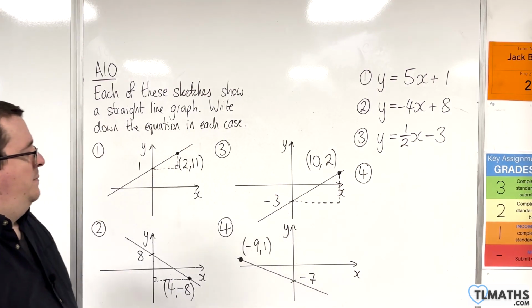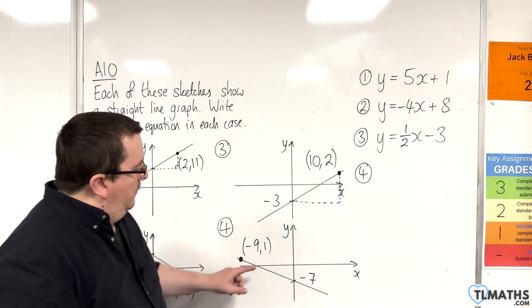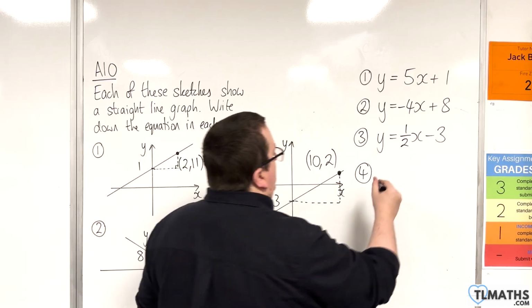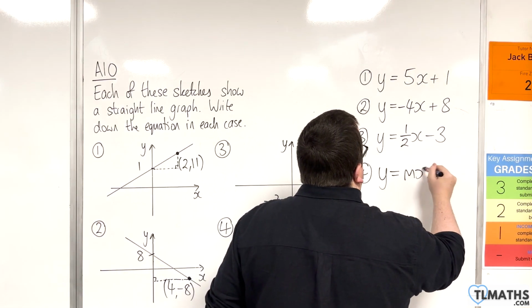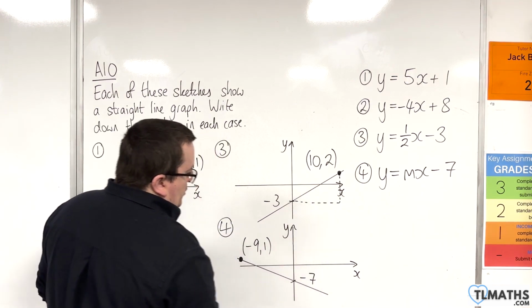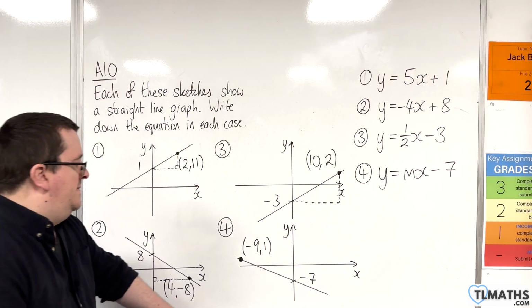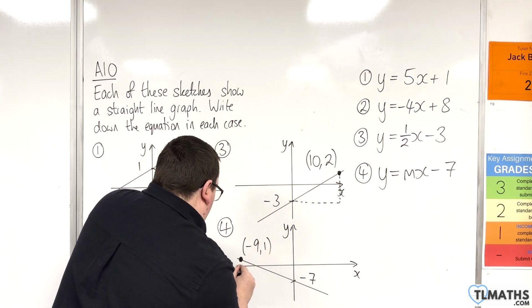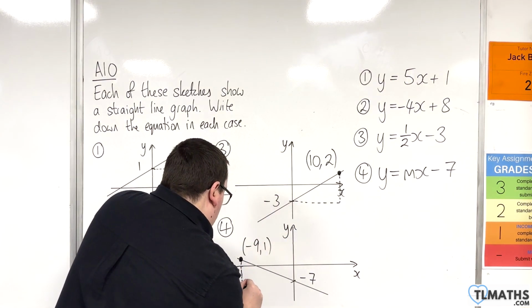Now what about the last one, number 4? Now the y-intercept here is minus 7. So y equals mx take away 7. And it's got a negative gradient. So we know that the gradient's going to be negative here. So I'm going to keep an eye out for that. Let's draw ourselves a triangle.